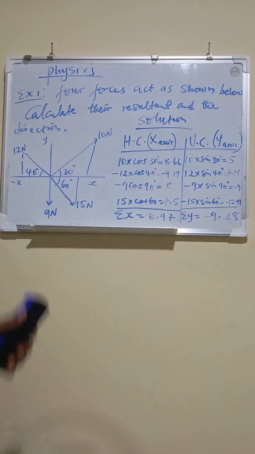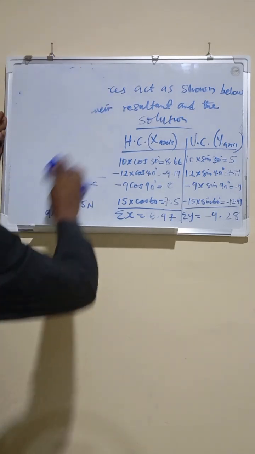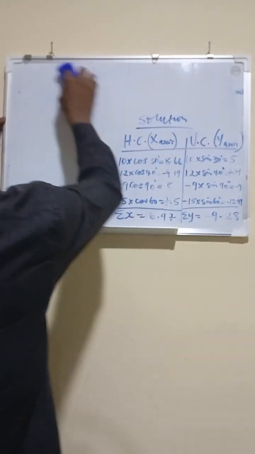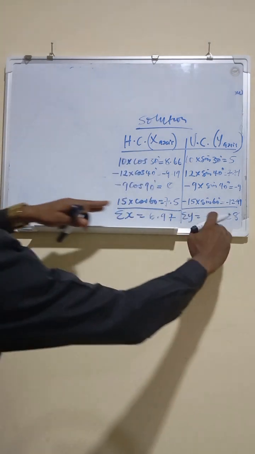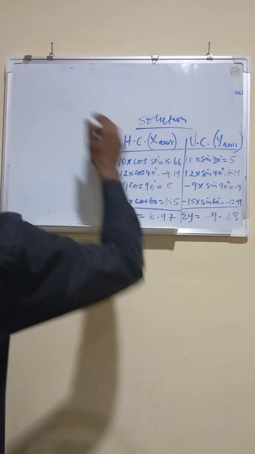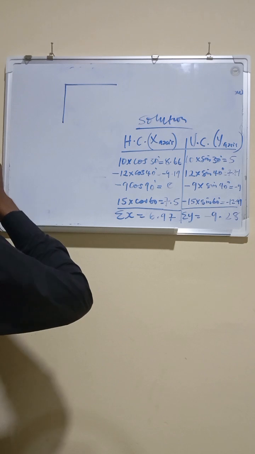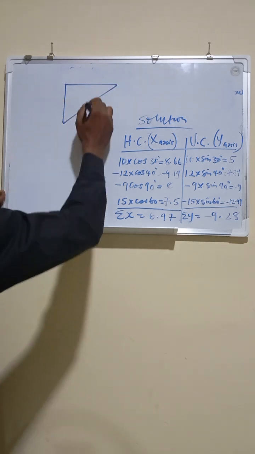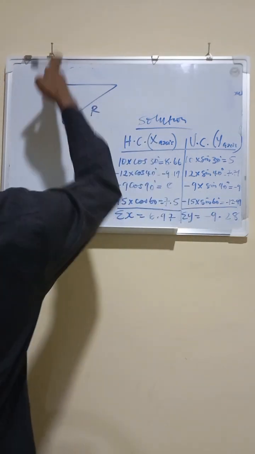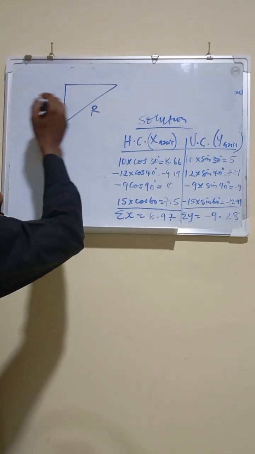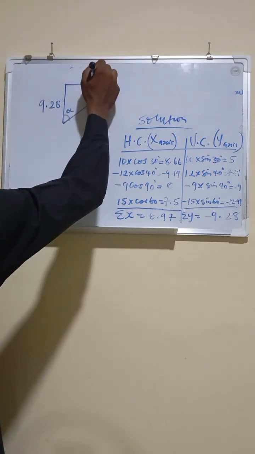Then you will apply the rule that I said in order to continue. How do I represent this now? Since y is negative, it will go down like this, and x is positive, it will go this way. So this is the resultant. But I will not include the negative sign, since the diagram has represented it, so 9.28. Here will be my alpha. Here will be my 6.97.